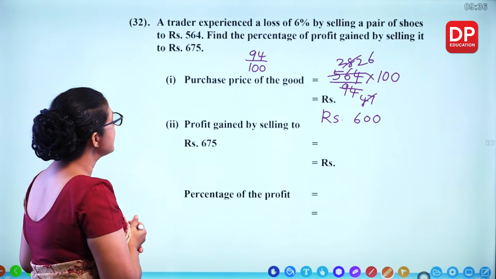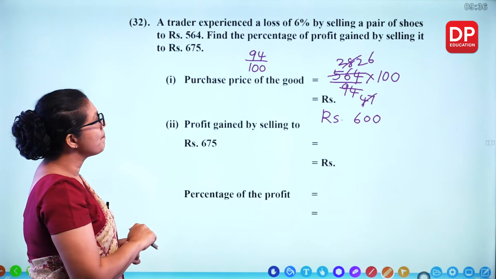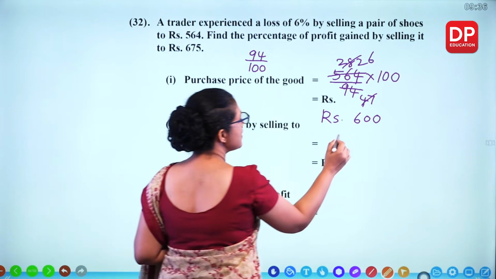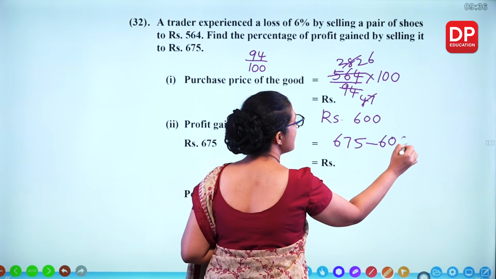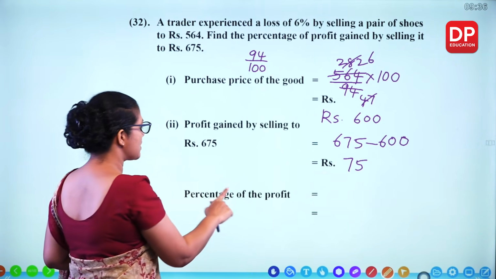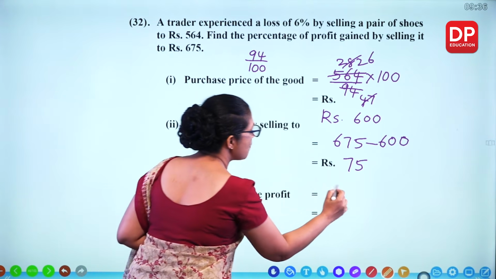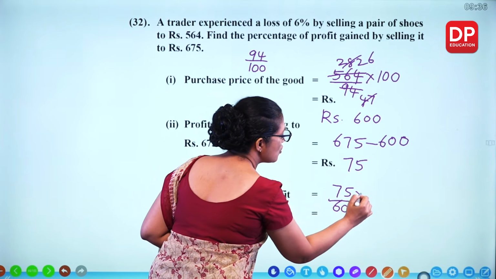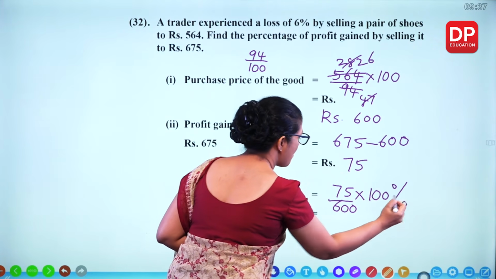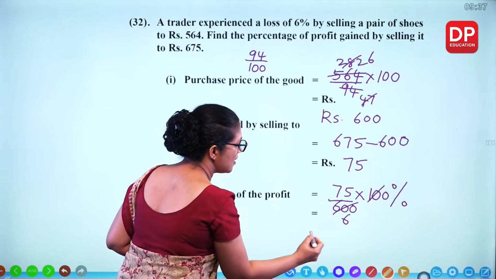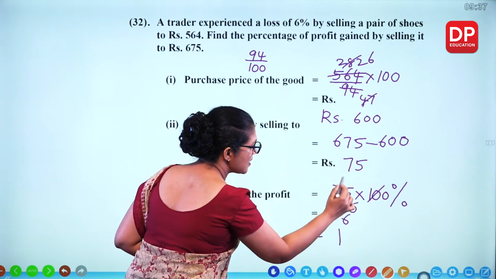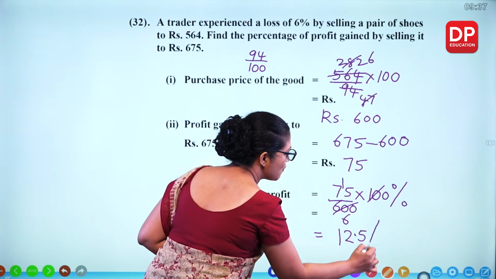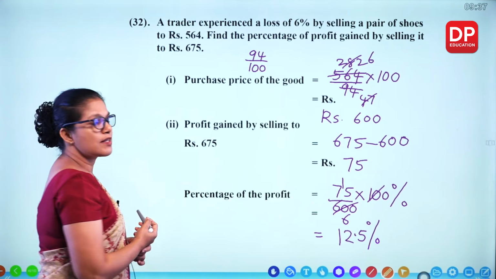Now the profit gained by selling at 675. So now the selling price is 675. That's more than 600. So the profit is 675 minus 600. That's 75 rupees. So what's the percentage profit? 75 rupees for 600 into 100. That's the percentage profit. So 6 here, divide by 6. 6 times 1, 6. For 15, that's 2. For 30, that's 5. 12.5% percentage profit.